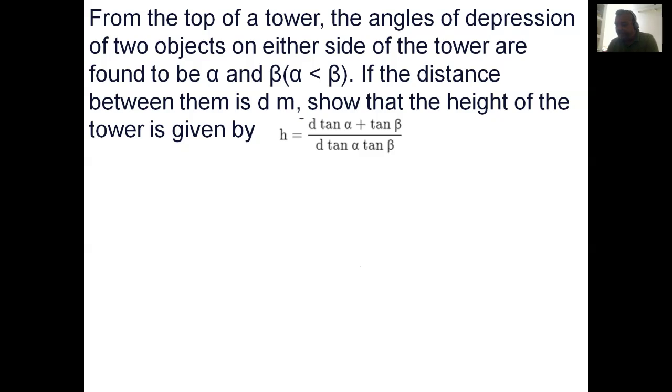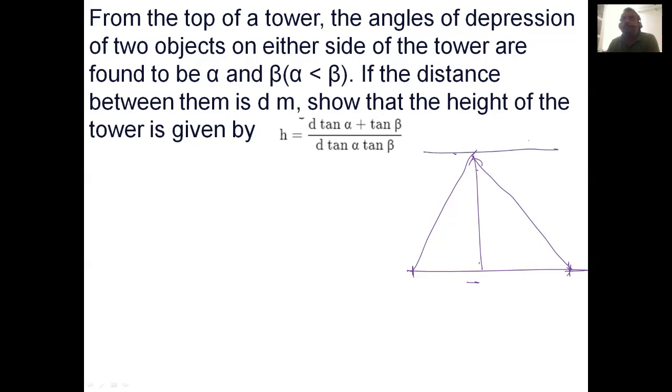Let us draw. There is a tower. First of all, there are two buildings, two points, and this is a tower. It says that from the top of the tower, the angle of depression of the two objects is alpha and beta. Alpha is less than beta. Take this as beta and this as alpha. There is no problem, you can take any. If the distance between them is d, this is the distance d which is given. Let us take this height h.